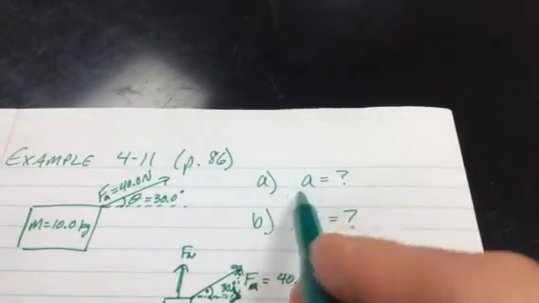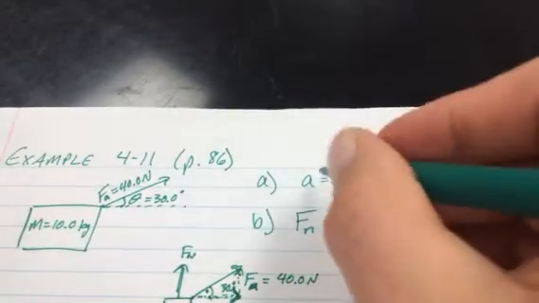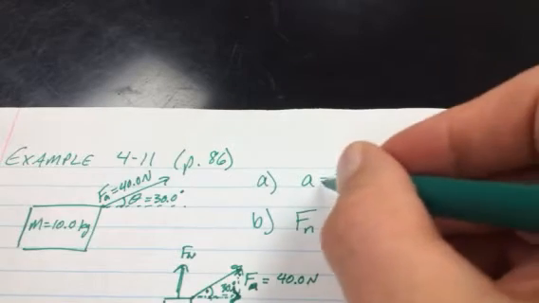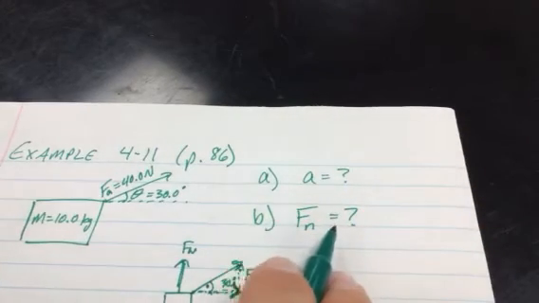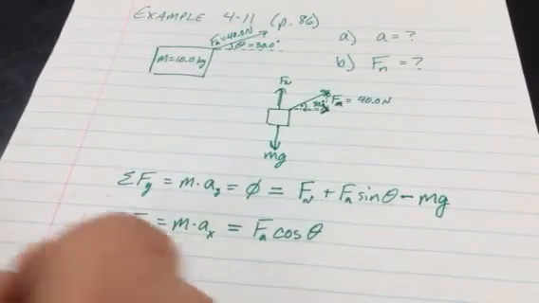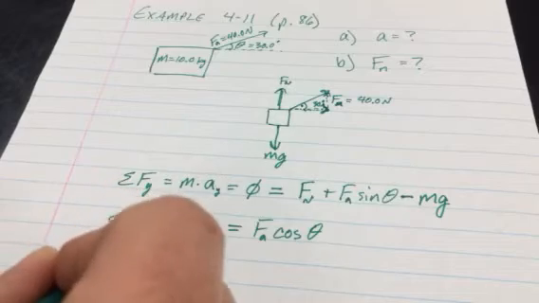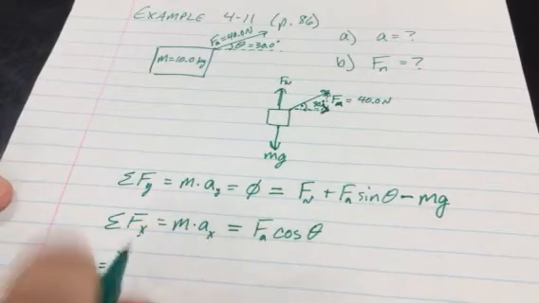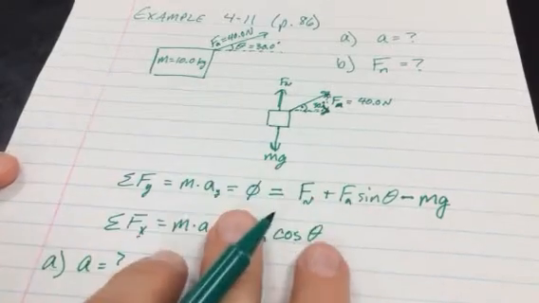So now, going back to our original mission here, we need to find the acceleration. Well, the only acceleration is happening in the x direction. And then we need to find the normal force. Well, the normal force is happening in the y direction. So when I come back down here, for part A, I'm being asked to find the acceleration. There's my unknown.